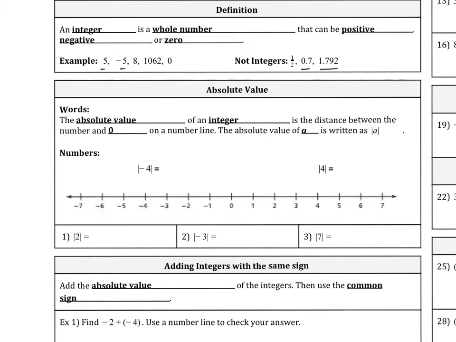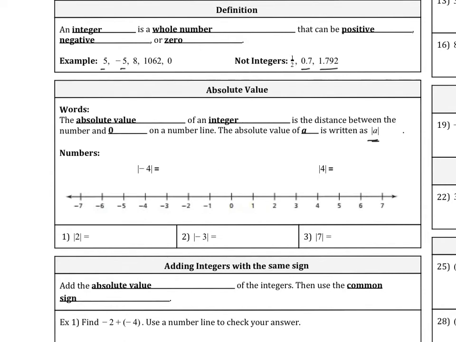Absolute value. The absolute value of an integer is the distance between the number and 0 on a number line. The absolute value of A is written with two parallel lines and inside there is a number; we call this number an absolute value. Since it's a distance, think of going from your house to school or school to house, the distance will be there. So distance cannot be negative.